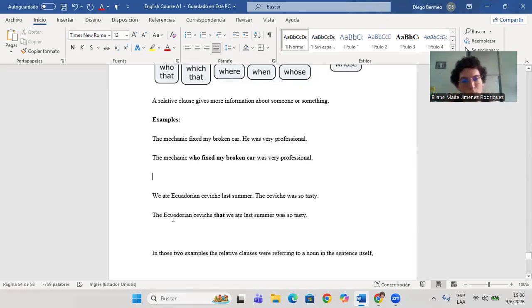Another example, we ate Ecuadorian ceviche last summer. The ceviche was so tasty. Now, how would it be if we use some of the relative clauses? The Ecuadorian ceviche that we ate last summer was so tasty.